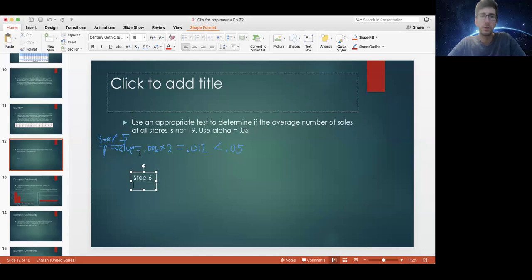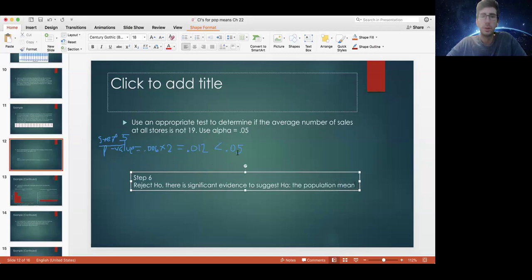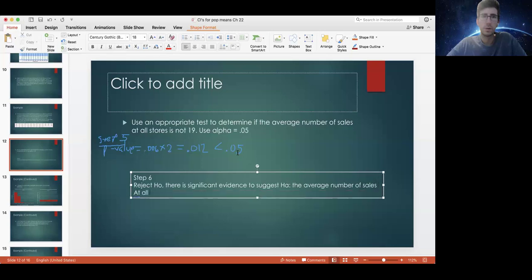In step 6, with the results we got, when your p-value is less than your alpha, you reject H0. There is significant evidence to suggest or support HA, the population mean, the average number of sales at all stores is not 19. Okay.